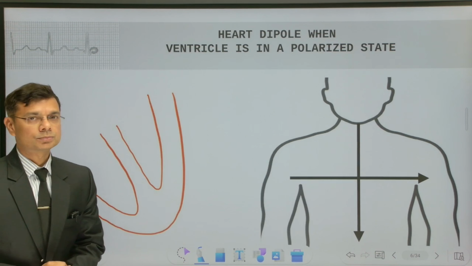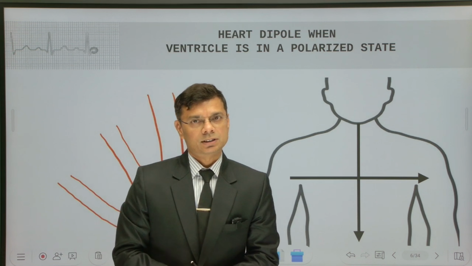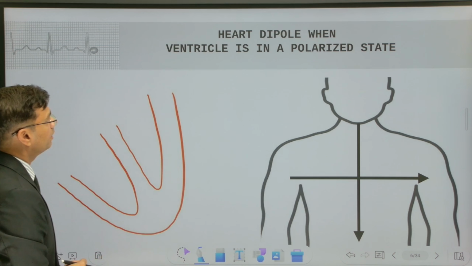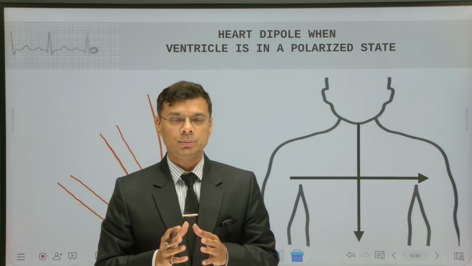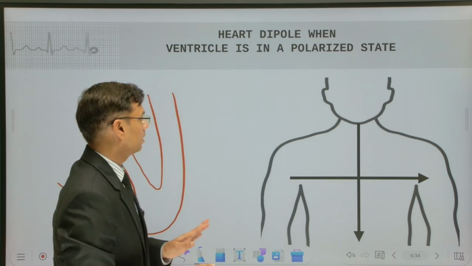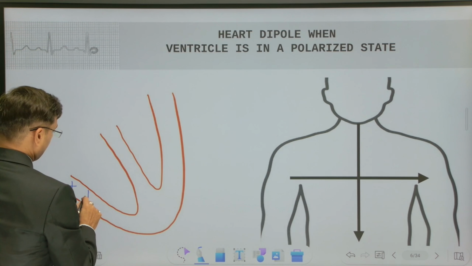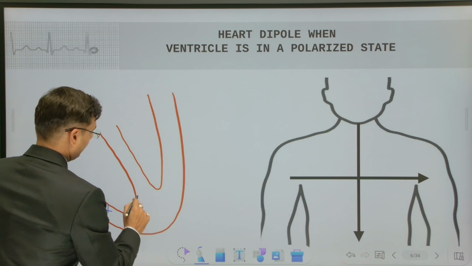Now coming to the ventricle side. Again, what is happening for a ventricle that is at a polarized state? It means all the charges outside are positive. This is the polarized state of the ventricle.